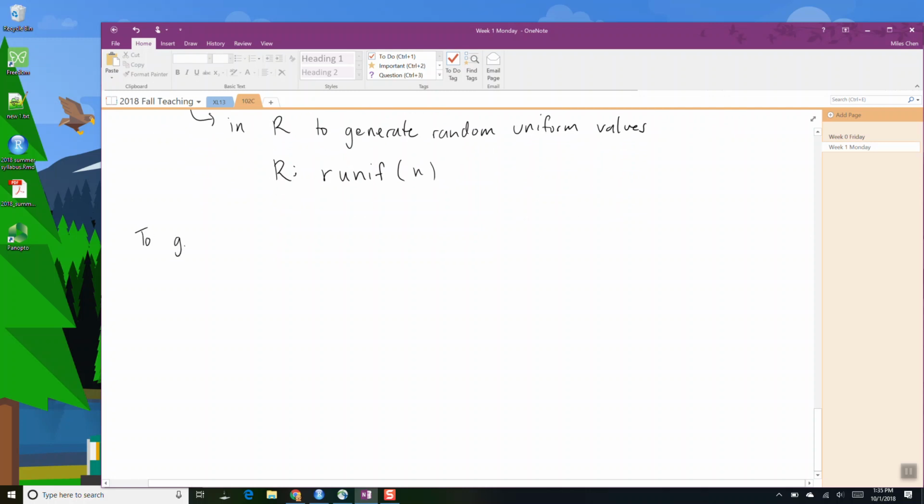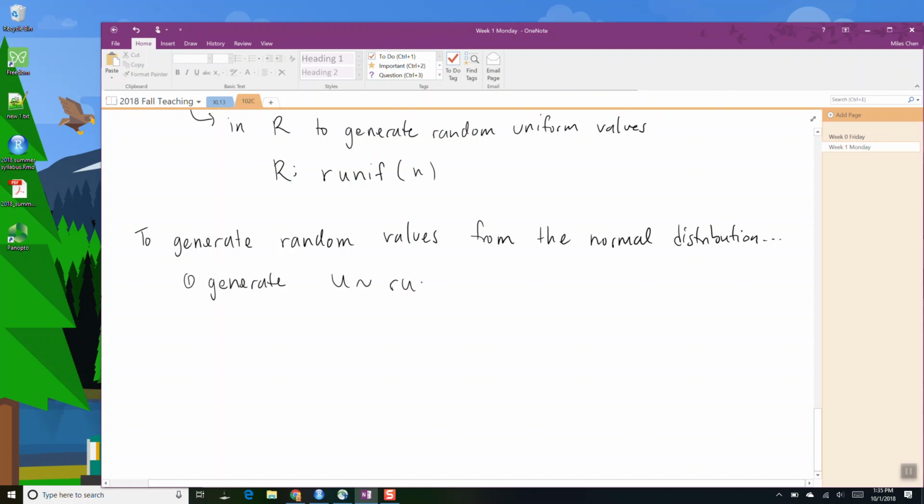So to generate random values from the normal distribution, what we do is we generate u from the uniform distribution, and then plug it into the inverse CDF.